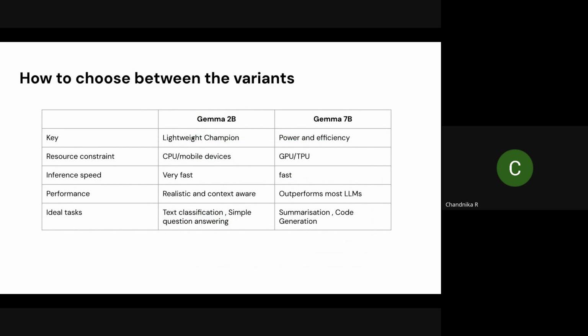Starting from the base difference between both in terms of size: this is a lightweight champion, right? It's just 2 billion parameters and it can even run on mobiles. That's the major advantage of 2B. But if our focus is on power and efficiency, Gemma 7B will be suitable. It has a higher advantage in terms of performance. And in terms of resource constraints, if our use case is focused on CPUs or mobile devices, 2B is suitable. Or if we can use GPUs or TPUs, we can use 7B.